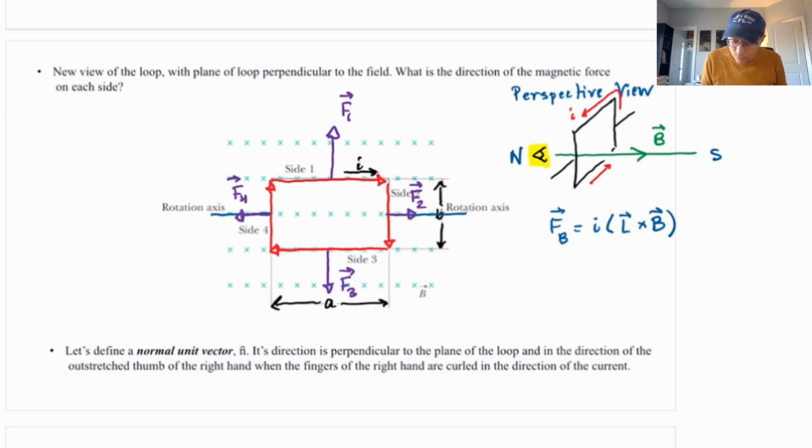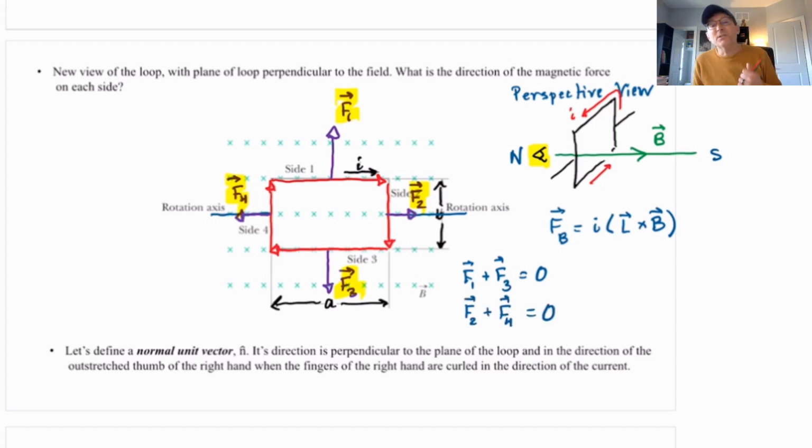And because sides 1 and 3 have equal length, the magnitudes of these forces, F1 and F3, are equal, but they're clearly in opposite directions. So it's pretty clear that F1 vector plus F3 vector equals 0. And because sides 2 and 4 have equal length, the magnitude of F2 and the magnitude of F4 are equal, but they're in opposite directions. So when I add those force vectors, F2 plus F4, I also get 0. So once again, the net force is 0.